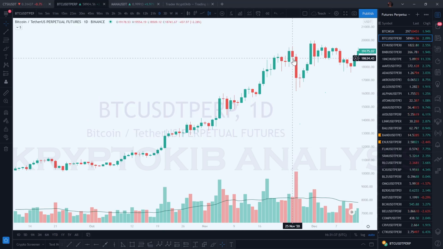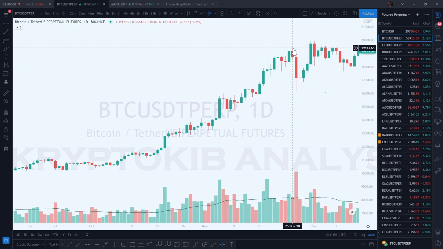Now look at this. This is not a shooting star. It is neither a doji. It is not even a spinning top. It is just a normal candle formation. But what did they do? You saw the bulls were in control. The bulls were also given a chance to come up, creating a higher high here.